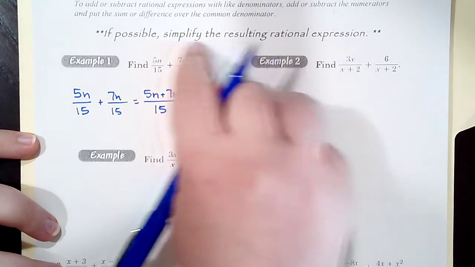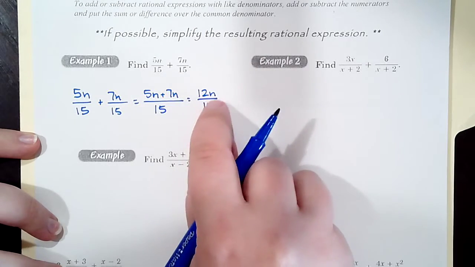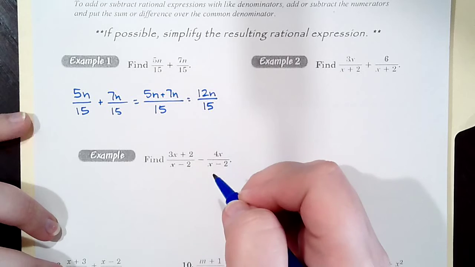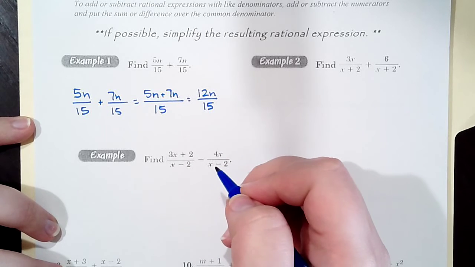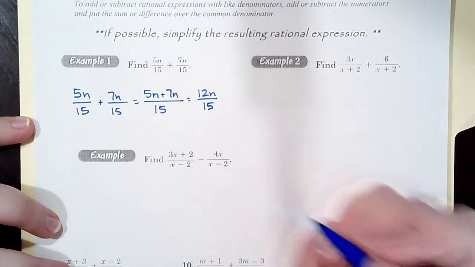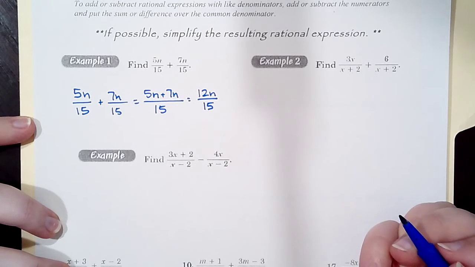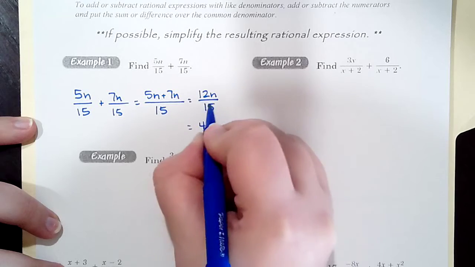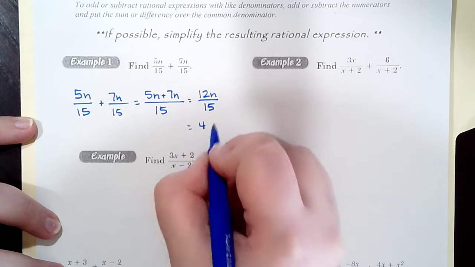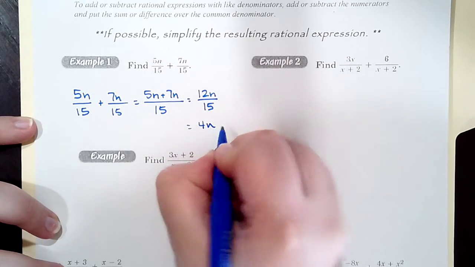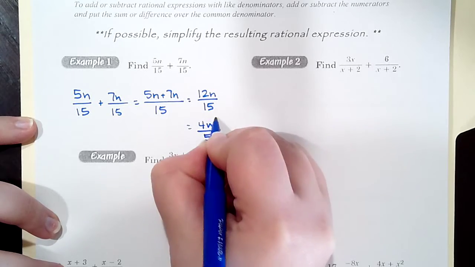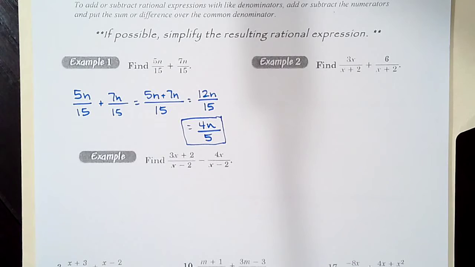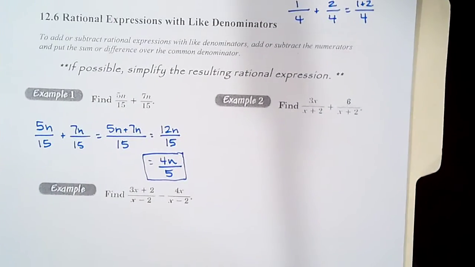Here's where it comes in to simplify 12n over 15. I can't simplify the n, but 12 over 15 does reduce. So if I reduce that fraction, both are divisible by 3, it's the same thing as 4/5. 12 over 15, same thing as 4 over 5. So I want to simplify and make sure my answer is reduced. All right, let's check out another one.